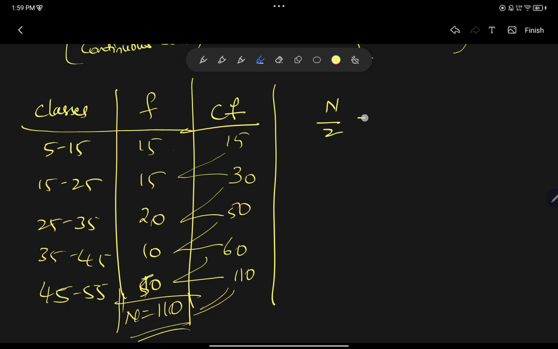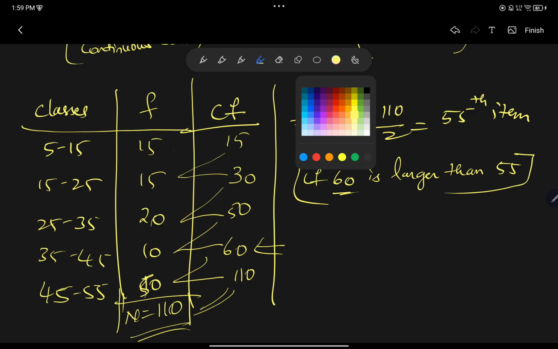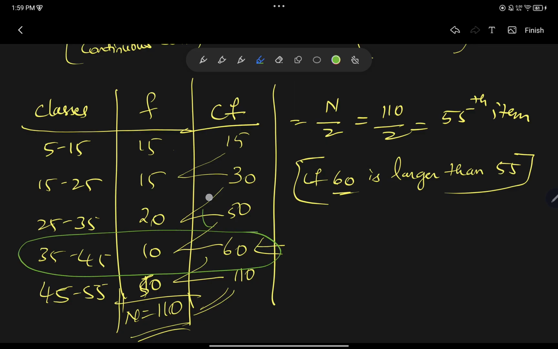Next is N by 2. N is 110, divided by 2 is 55, the 55th item. So which is the next cumulative frequency larger than 55? That is 60. So CF of 60 is larger than 55, correct? We need to take these items for the formula.